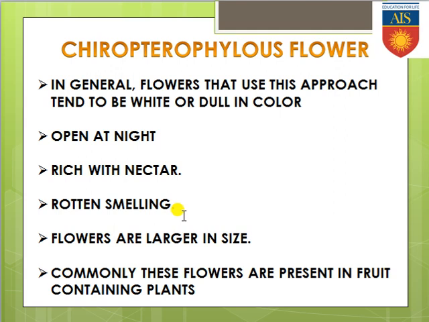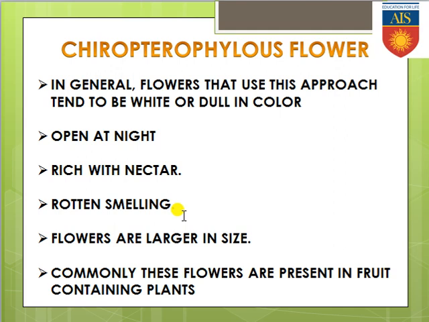Already I have told you these are the flowers which get pollinated by the help of Chiroptera, that means bats. So obviously this kind of flower is called a Chiropterophilous flower, and this kind of pollination is known as Chiropterophily. In general, keep it in your mind, flowers that use this kind of approach tend to be white or dull in color, because these Chiropterophilous flowers mostly blossom during the night time, and obviously their color is not attracting the bat. So if they are white or dull in color, there is no problem.